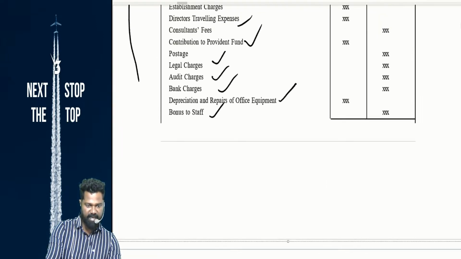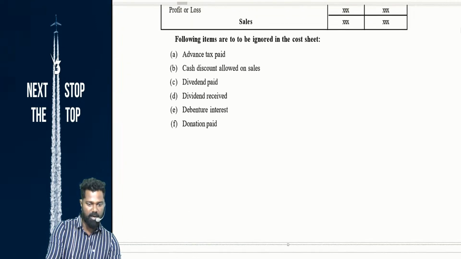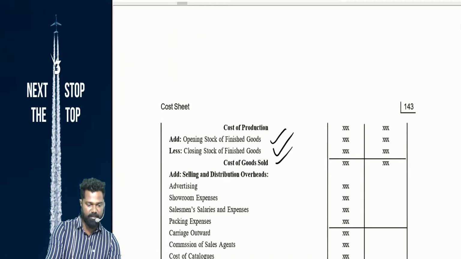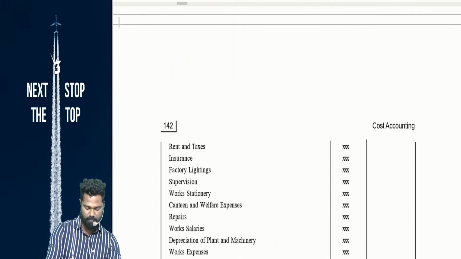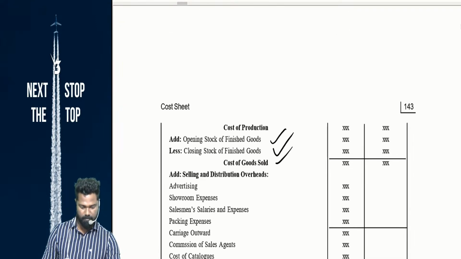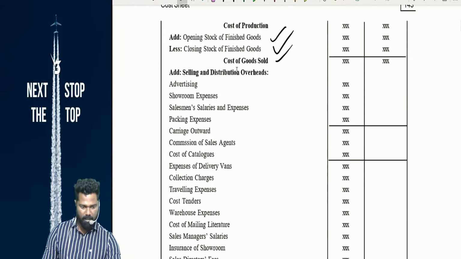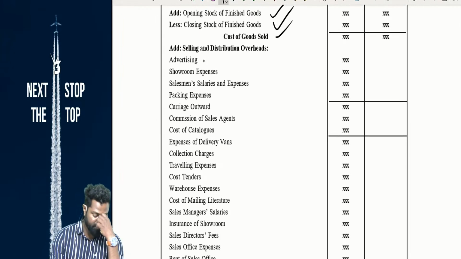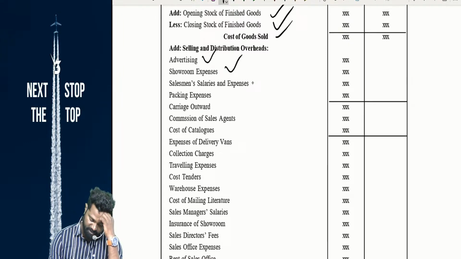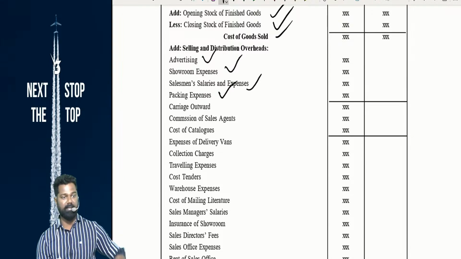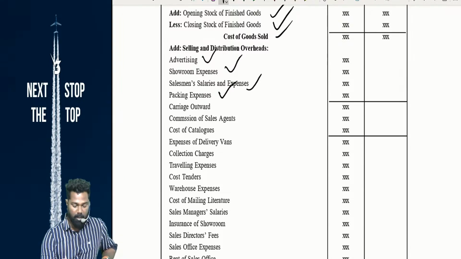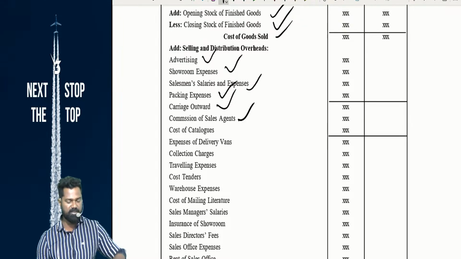Okay, next is selling and distribution overheads आएंगे आपको. What items will come under selling and distribution, एक बार बोलो मुझे. Okay, advertisement, showroom expenses, salesman salary, packing expenses. Which packing है? Secondary packing. Which packing? Okay, carriage outwards, commission, all these items boss.